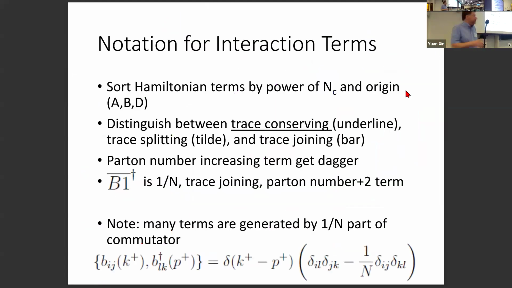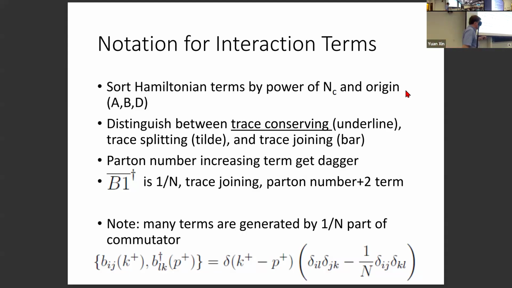All right, so the notation, as I said, we were going to apply the Hamiltonian to the states, and naturally what we get are tons of states, tons of terms out of this. And these terms we want to just give a good notation to. So let's do the notation where we take into consideration the power of Nc by just a number next to the operator or next to the term, and then A, B, or D are the origin of these terms. So they come from the A term, the B term, or the D term.